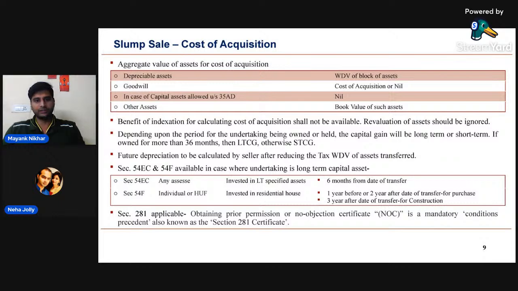So 54EC is for any assessee that invests in either of two kinds of bonds, REC and NHAI. The period is 6 months from the date of transfer. 54F is for individual or HUF. They have to invest in a residential house. The period is 1 year before or 2 years after the date of transfer if they purchase the residential house, or 3 years after the date of transfer if they construct it. We will also have to take care of section 281, that is, prior permission or no objection certificate has to be taken, and it is called a section 281 certificate.